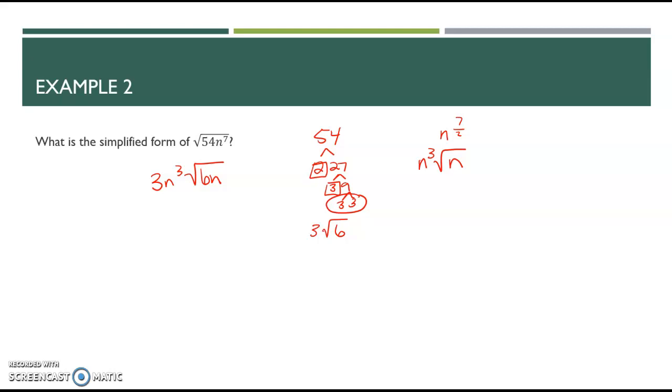So again, when it comes to the variables, really you're just dividing your exponent by 2, and anything remaining, which really should only be a 1 since we're doing square roots, will remain inside the radical. We have just a couple more to fit in.